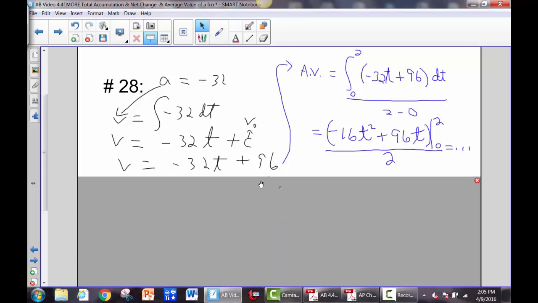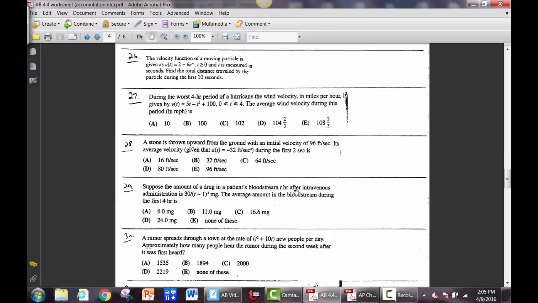Okay, so once you have your velocity function, then the average value in the first 2 seconds would be from t equals 0 to t equals 2 of your velocity, because it's the average value of the velocity, so you'll actually integrate the velocity. And don't forget, it's an average, which makes sense that it'd be a fraction, over 2 minus 0. And then, of course, you integrate and then evaluate, etc. Okay, the next one is number 30.